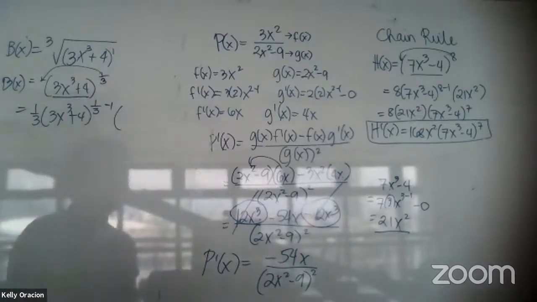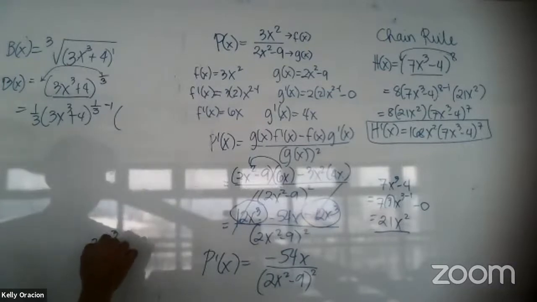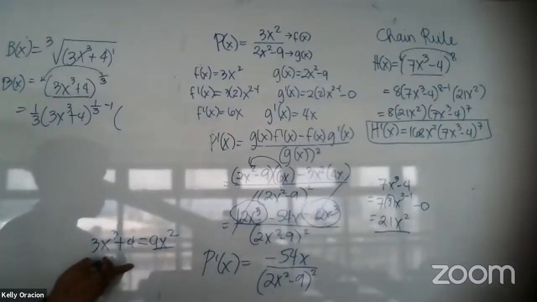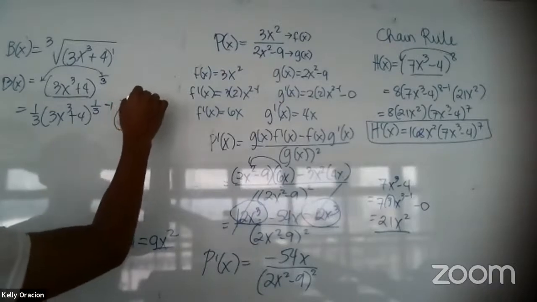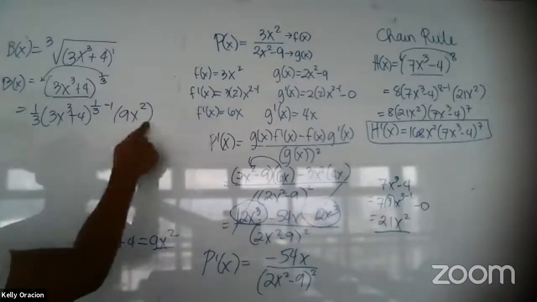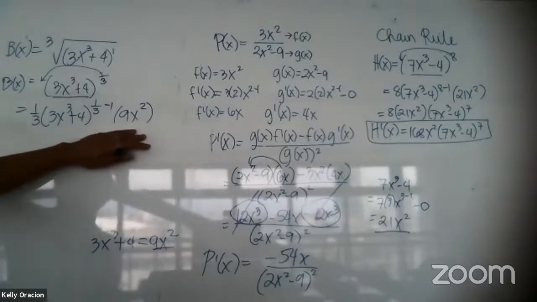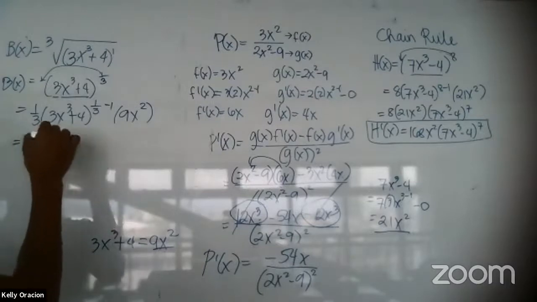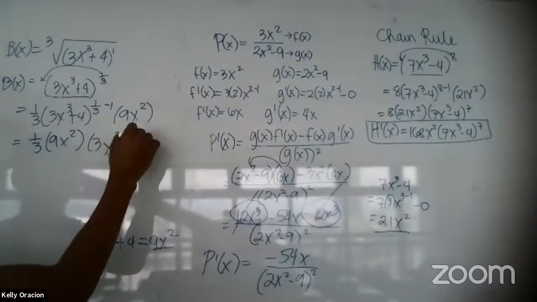What is the derivative of 3x cubed plus 4? The derivative is 9x squared. We are going to multiply it by 9x squared. So yung 9x squared, saan galing ito? This is the derivative of your base. So multiply, rearrange. So 9x squared, 3x cubed plus 4.